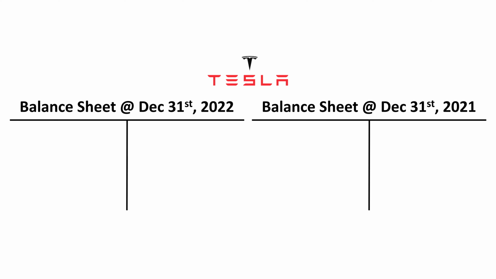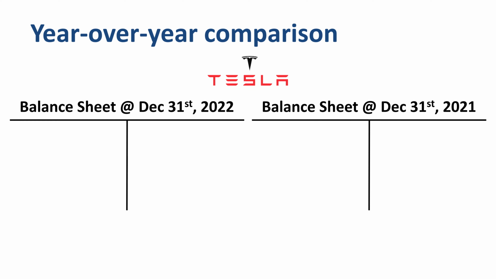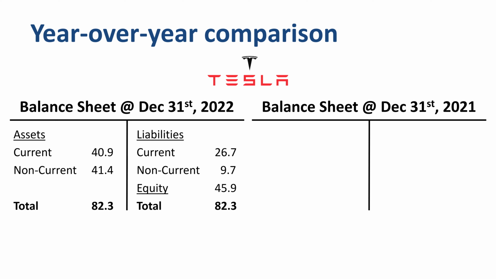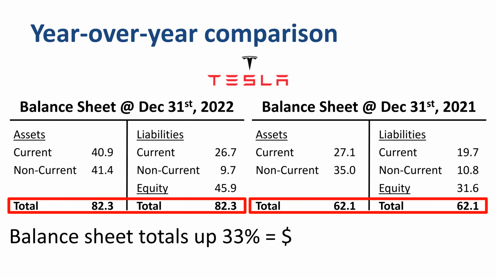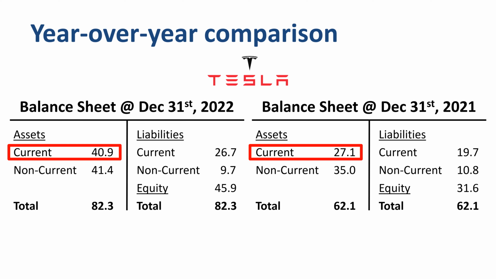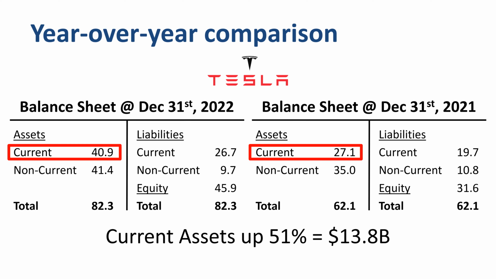For a fast-growing company like Tesla, it is interesting to put this year's and last year's balance sheet side by side and see how it has developed. The balance sheet totals are up 33%, which equates to an increase of $20.2 billion year over year on both sides. Where does most of that increase come from? On the left-hand side, assets, primarily in current assets, up 51% or $13.8 billion year over year.